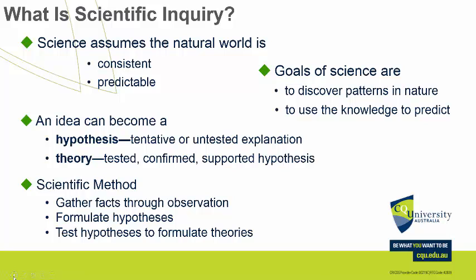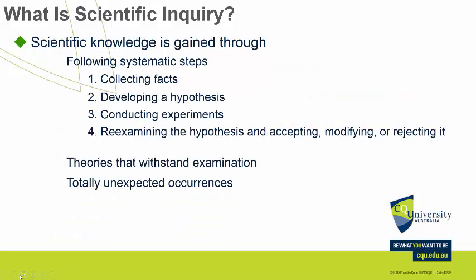So scientific method attempts to gather facts through observation. It attempts to formulate hypotheses, and it attempts to get us to test hypotheses to formulate theories. And we do all of this with, as Piaget said in 1962, the child in the foreground, that the child is a scientist in his or her own life. When we look at scientific inquiry, it's gained through the following systematic steps. We collect facts, we develop a hypothesis, we conduct experiments, we re-examine the hypothesis and accept, modify or reject it. Scientific knowledge is gained by compiling theories that withstand examination time and time again.